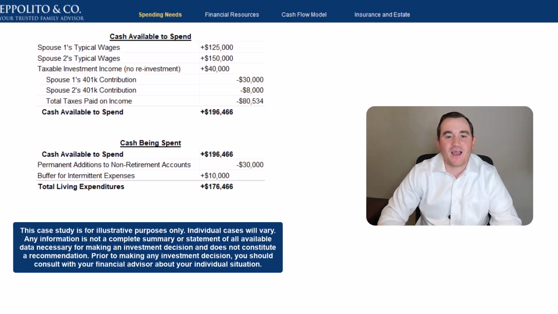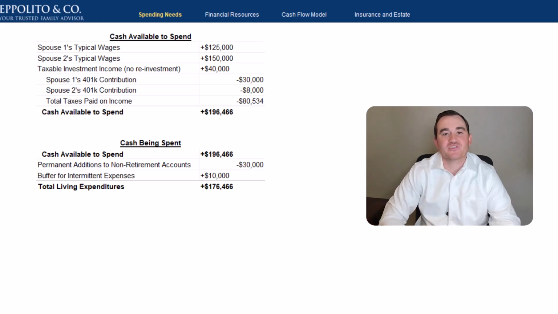So the intuition behind this process is that your cash flow is your cash flow. So if you understand how much cash you have available to spend after receiving your income, saving in retirement accounts, and then paying taxes on that income, you can then back into how much cash you've been spending. And then from there, you can project out how much cash you'll need for spending in the future. So let's start from the top.